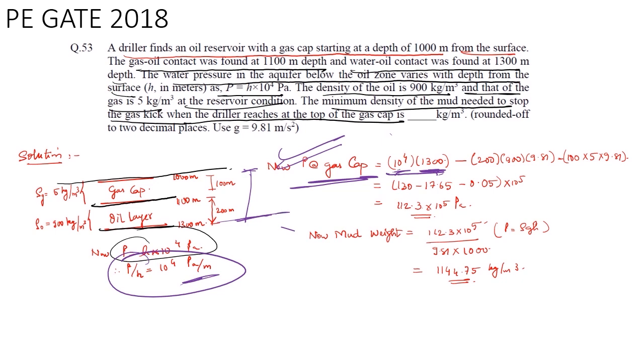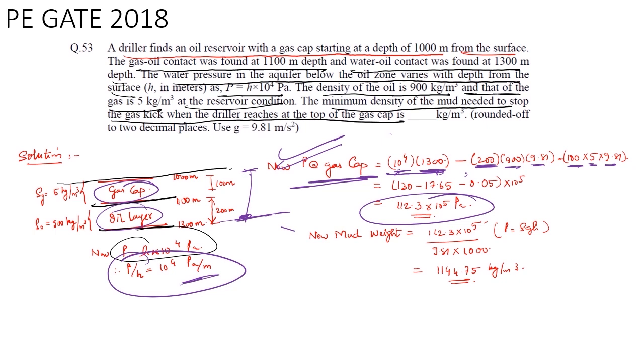So if I am multiplying 10 raised to 4 into 1300, I will get my pressure till the depth of aquifer. Minus, I will now deduct the oil layer column thickness and my gas cap pressure. As we know that my oil layer thickness is 200, multiplied by my density into the gravity, minus 100 which is my thickness of gas cap, into 5 which is my density, and into 9.81 which is the G value. On doing that, the pressure at the gas cap I obtained as 112.3 into 10 raised to 5 Pascal.